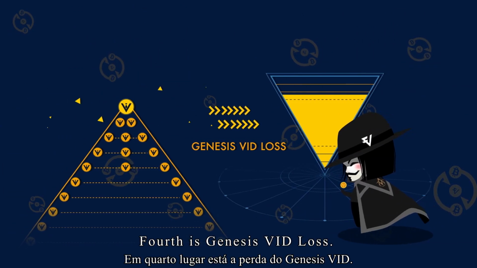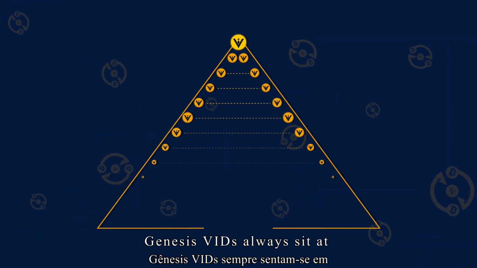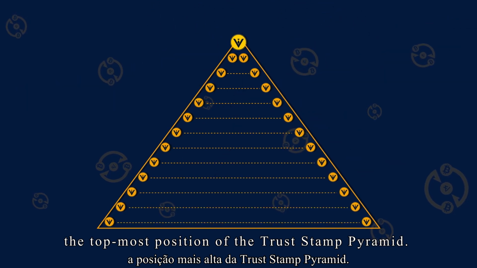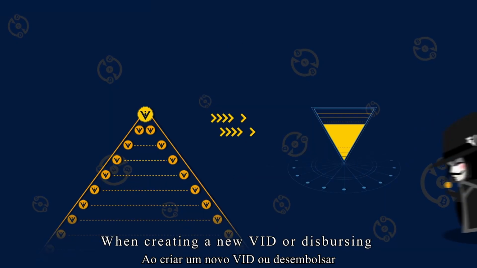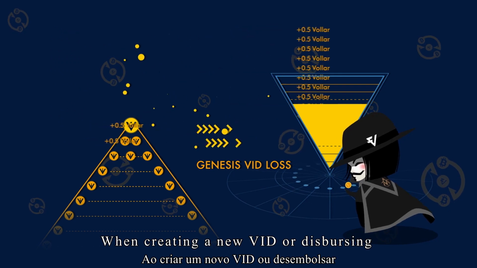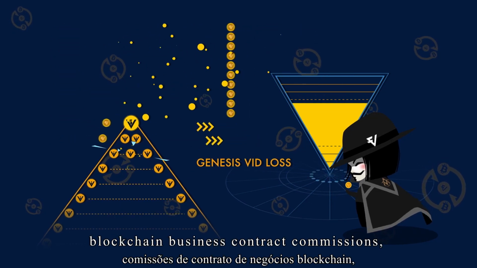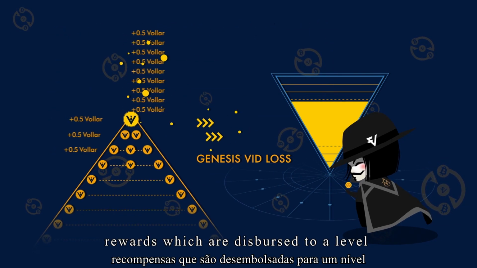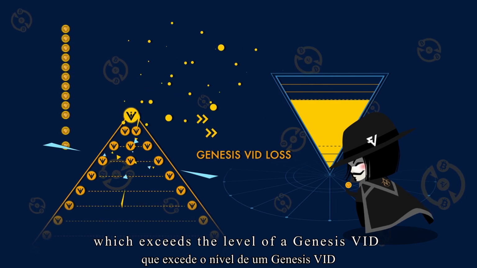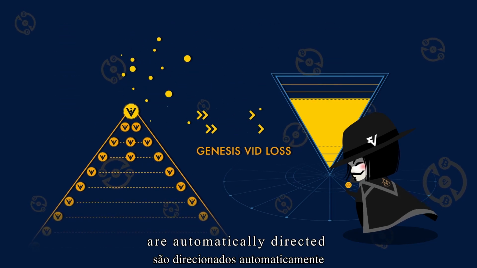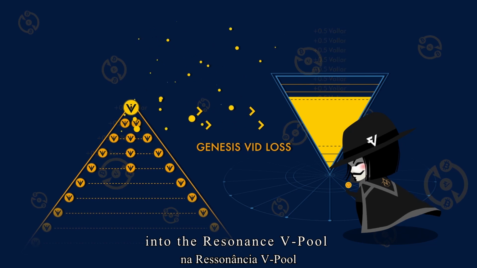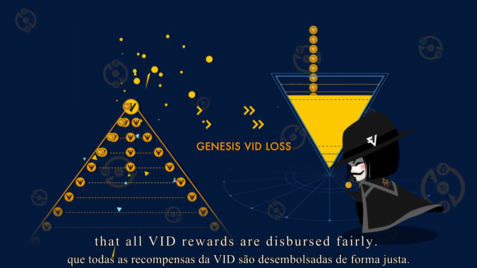Fourth is Genesis VID loss. Genesis VIDs always sit at the topmost position of the trust stamp pyramid. When creating a new VID or dispersing blockchain business contract commissions, rewards which are dispersed to a level which exceeds the level of a Genesis VID are automatically directed into the resonance V-pool in order to guarantee that all VID rewards are dispersed fairly.